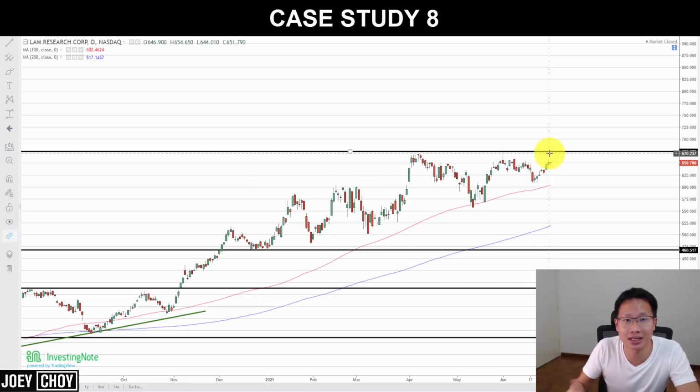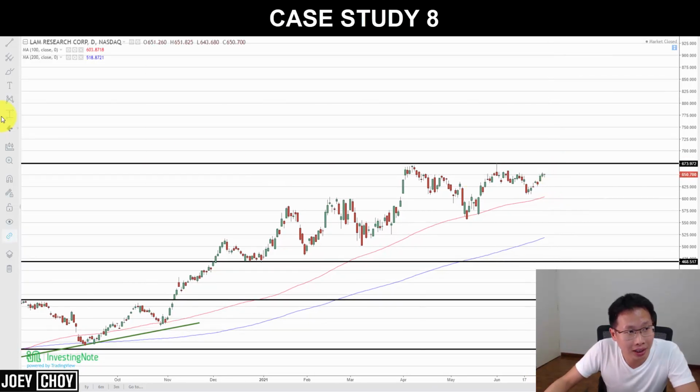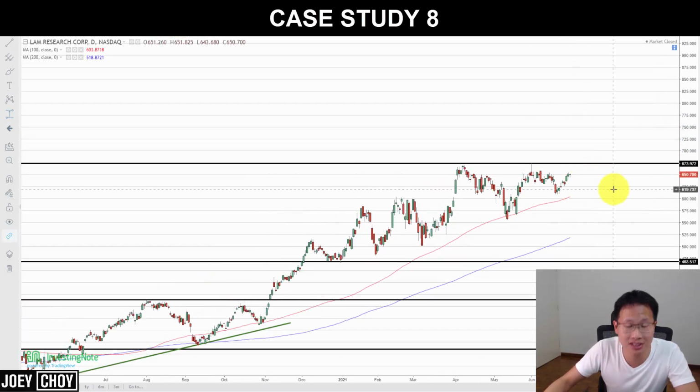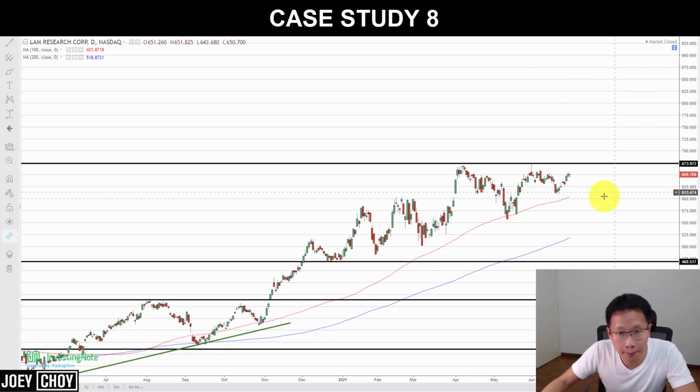Of course, we don't want to second guess and think that it will break tomorrow or today or next week. We wouldn't know, but if it does break up, I would say that's where we can see the uptrend potentially continue all the way to 750 to 800, and if we do see that move, that is a good sign that the breakout has happened, and we can see more upside.